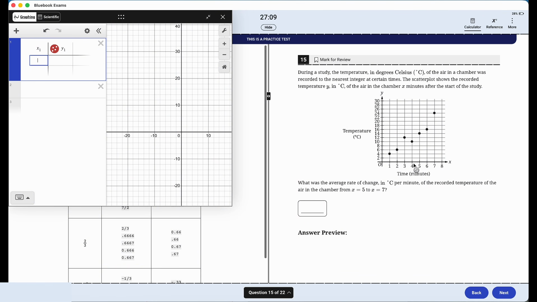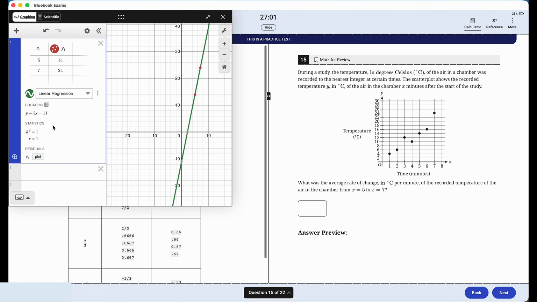So it says x equals 5. So here's that point, it's 5, 14. And then x equals 7, that's this point, 7, 24, right? Smash the regression button. Here's my slope, 5x, right? So just 5 is the slope, right?